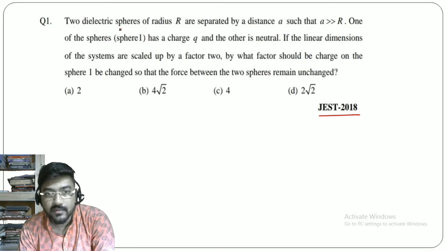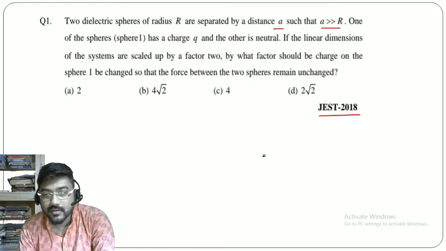So here is the first question: two dielectric spheres of radius r are separated by a distance a such that a is very much greater than r, and this means we can ignore the radius with respect to a.